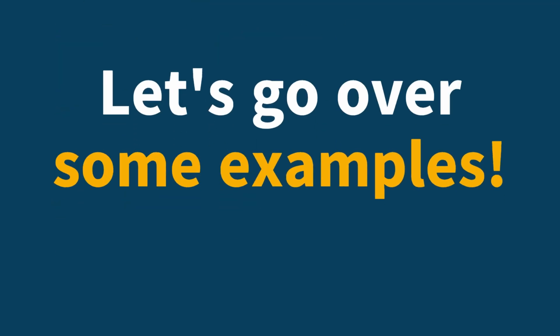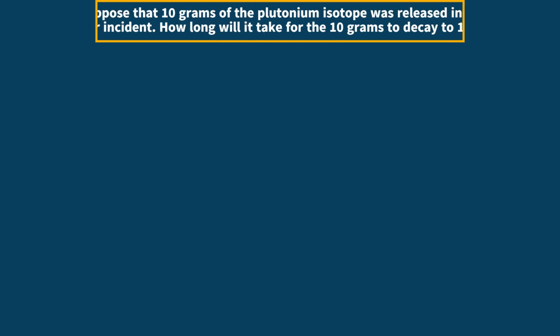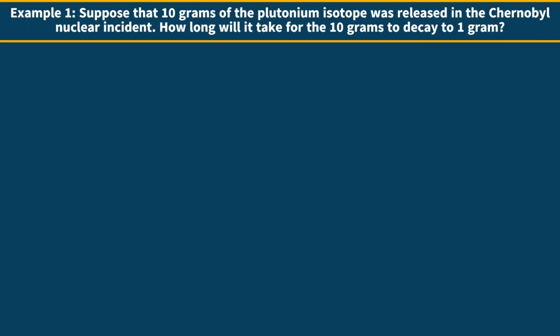Let's go over some examples. Example number 1. Suppose that 10 grams of the plutonium isotope was released in the Chernobyl nuclear incident. How long will it take for the 10 grams to decay to 1 gram?